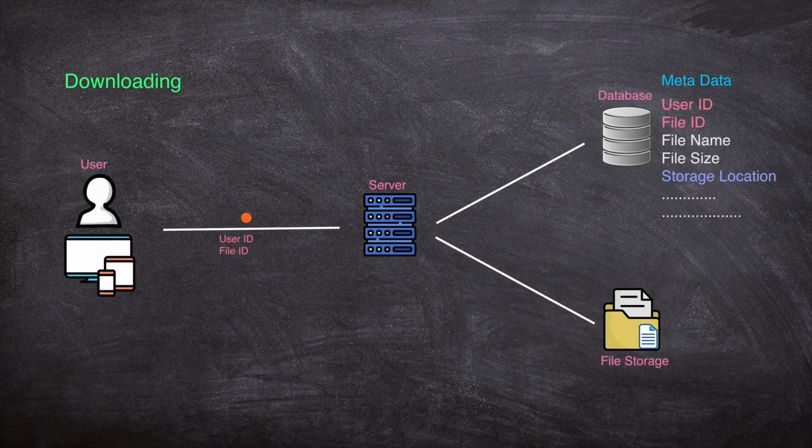Let's talk about downloading. First, the user sends the user ID and file ID to the server. Now, the server takes this user ID and file ID and asks the metadata database, saying, hey, give me the storage location of this file which belongs to this specific user. Once the storage location is received, the server fetches the file from the storage using this storage location and responds to the user's request with the required file. And of course, again the user is happy.